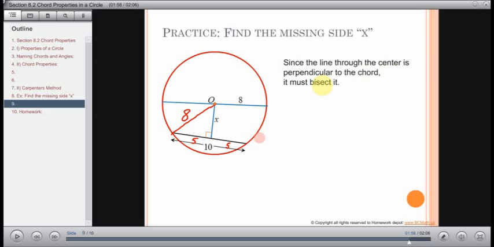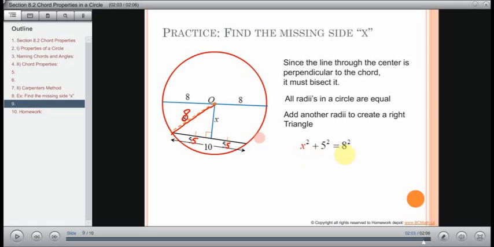So again, since the line going through the center is perpendicular to the chord, it must bisect it, which means it cut it in half directly. So they're both 5s, 5, 5, just like I had before. And then again, all the radii are equal, so that's 8. Add another radius to create a right angle triangle like I did. Oh, look at that, just exactly where I drew it. And it's an 8, and use Pythagoras to figure it out, set up this way, where the 8 is the C side. And you just do some subtraction. Square root of 39 is 6.245. And that is that.